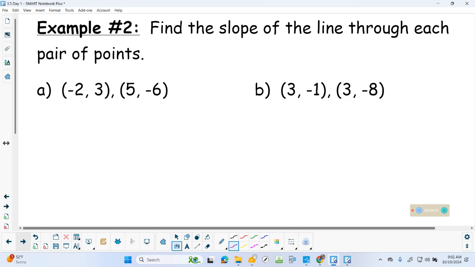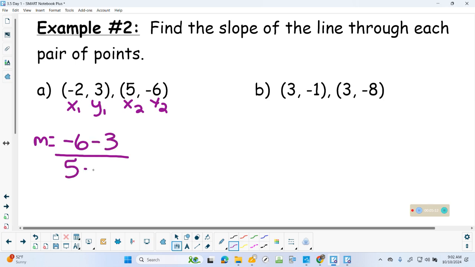Now, I like to always label my points. Even when we do distance formula, midpoint formula, I'm going to label them here. X1, Y1, X2, Y2. So of course my formula, y2 minus y1. So y2 negative 6 minus y1, x2 5 minus x1. And then this is where I said, I don't know if you need your calculator or not. Hopefully we can just mental math this.